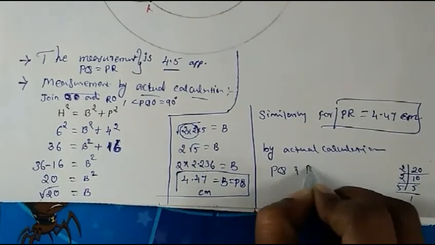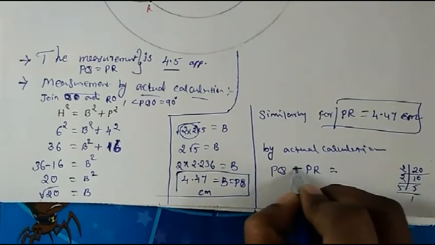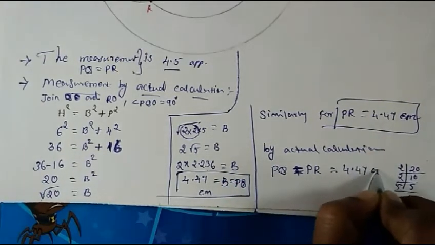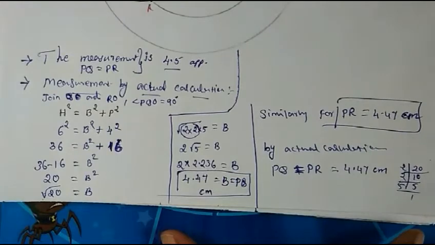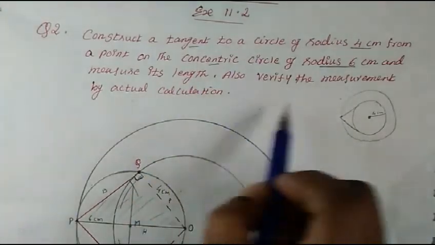PQ and PR is... PQ is equal to PR, right? Both are the same. It's equal to 4.47 centimeters. So this is all about calculation. So now what is left? That's it. That's only that much that is asked.